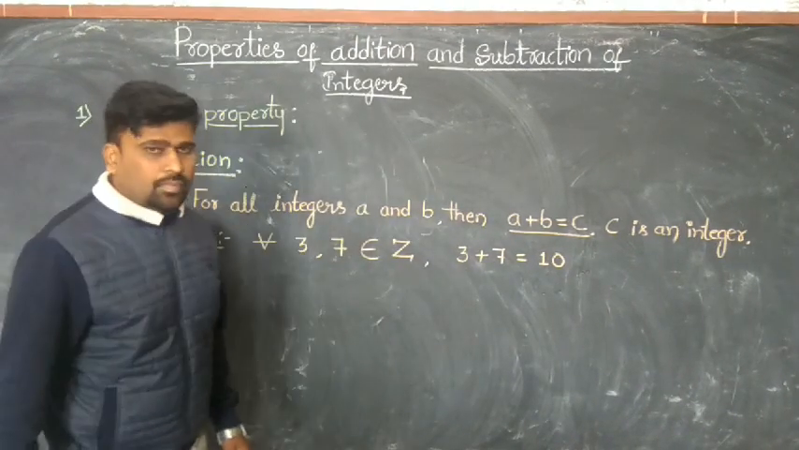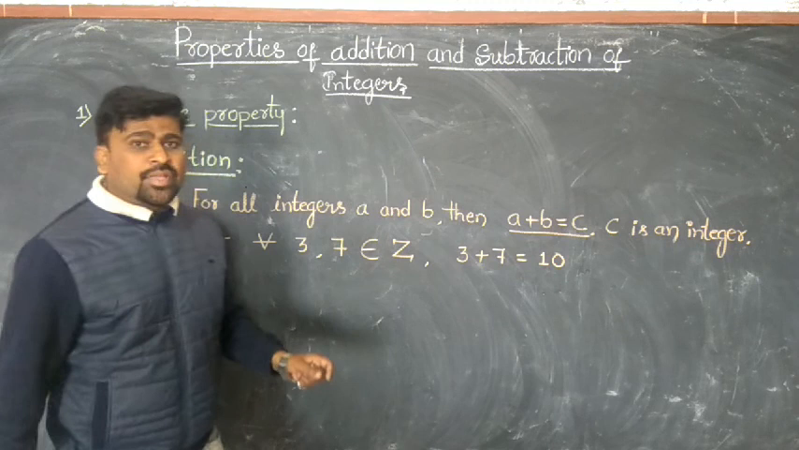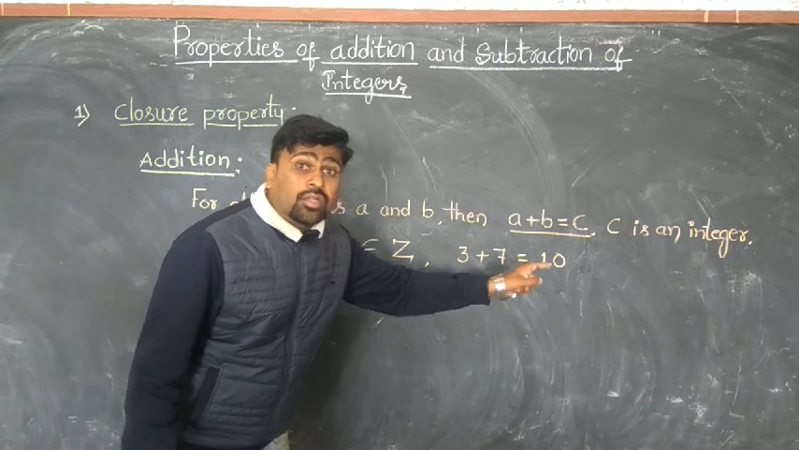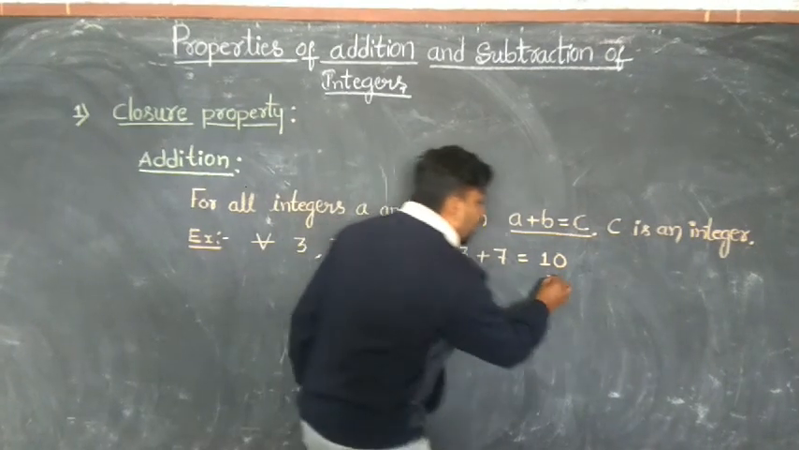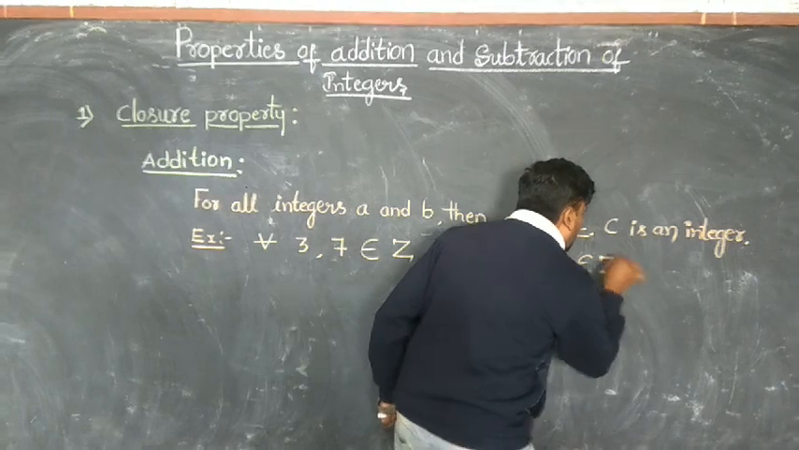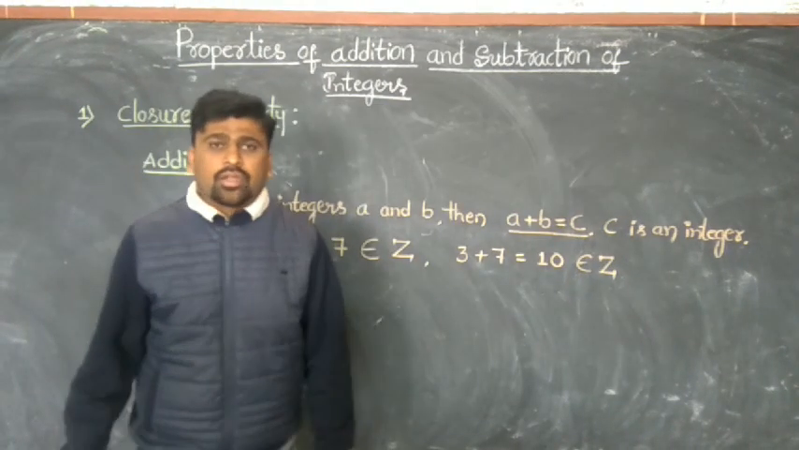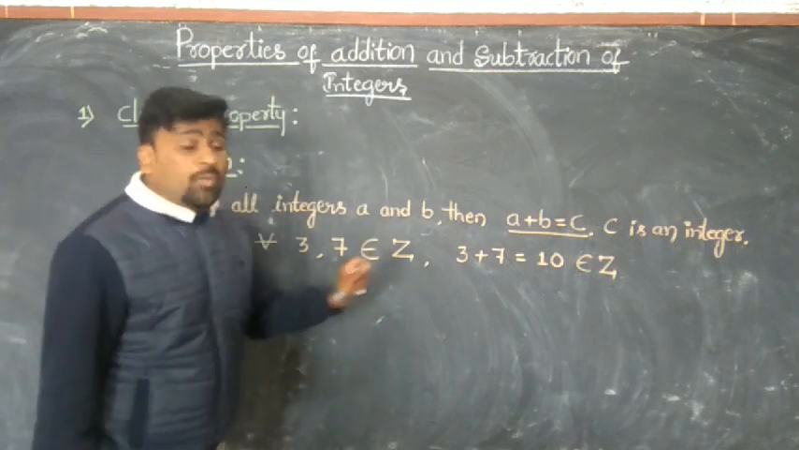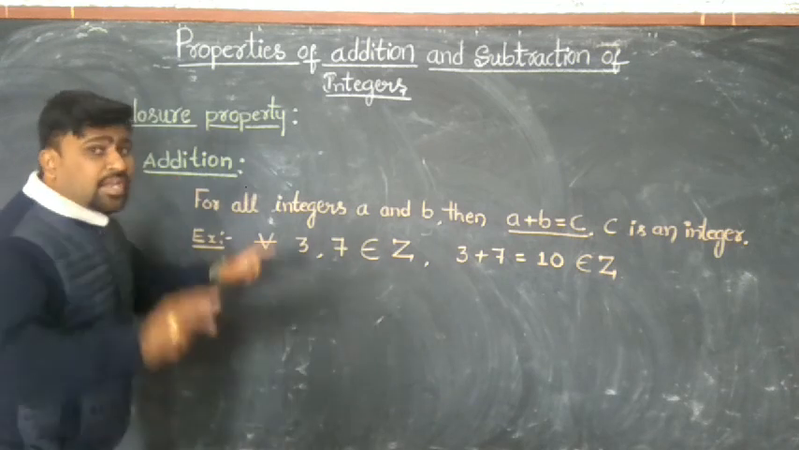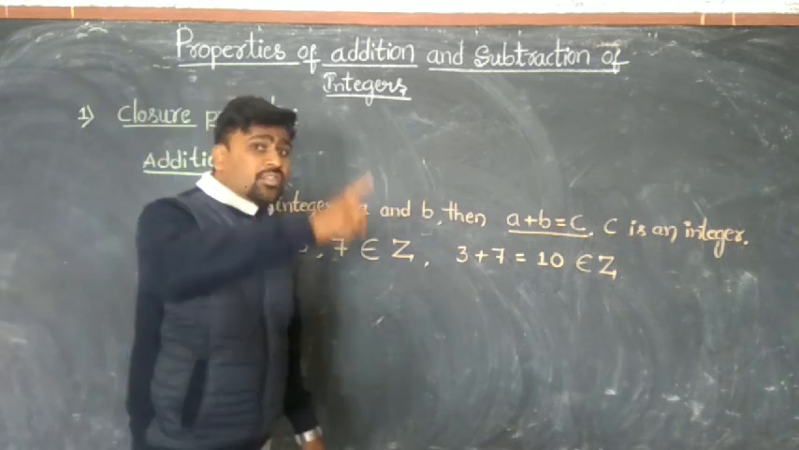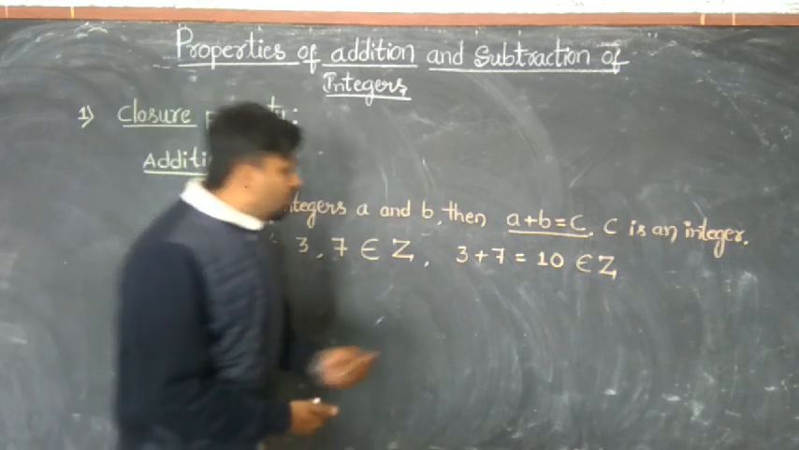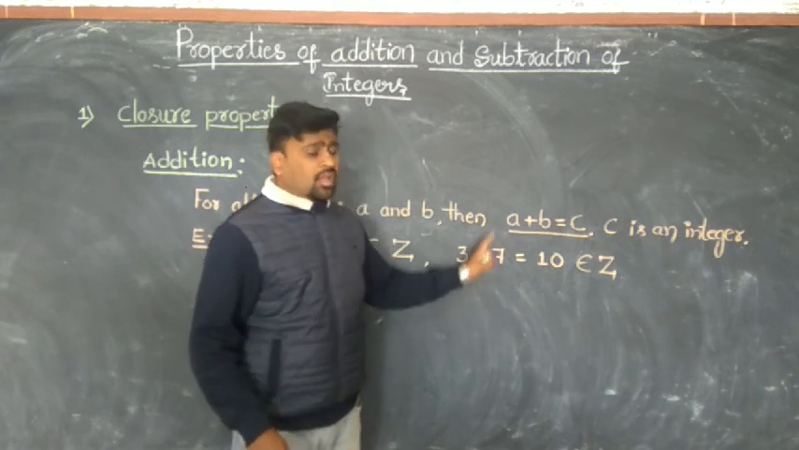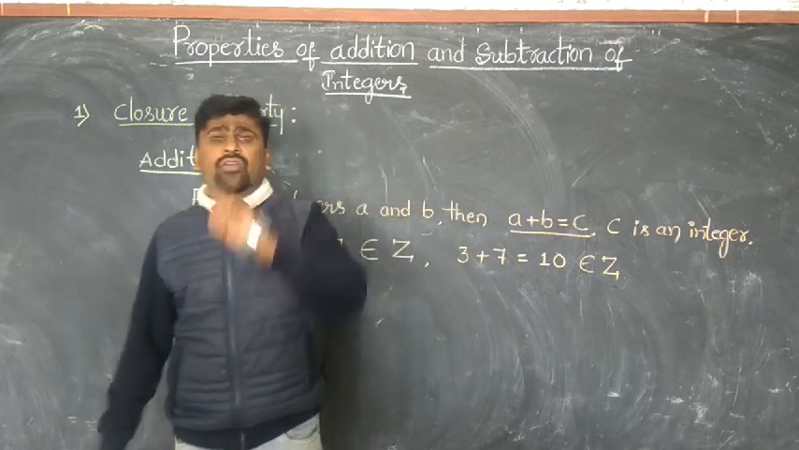3 plus 7, the same symbol, so we add, and the answer is 10. 10 is also an example of an integer. This 10 belongs to Z. This is the closure property under addition. If you add any two integers, the answer is also an integer. Here the two integers are 3 and 7, and the answer is 10, which is also an integer.